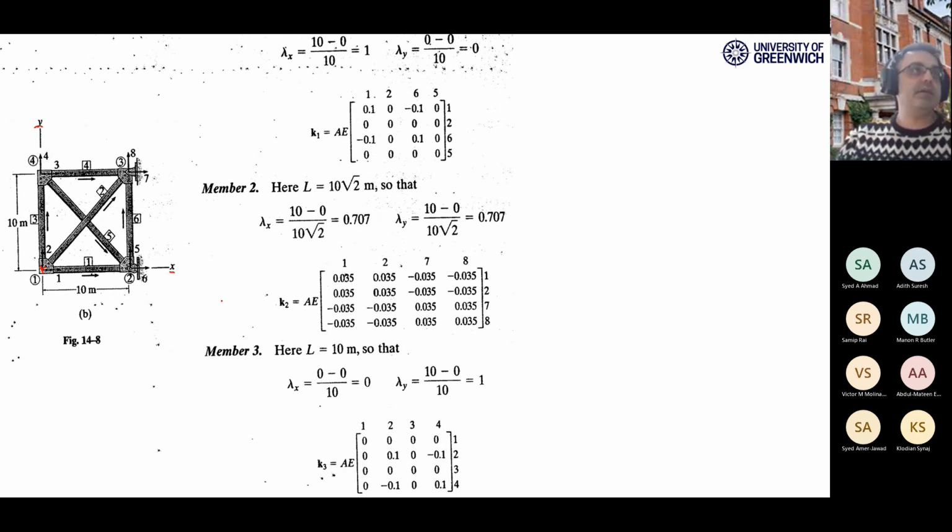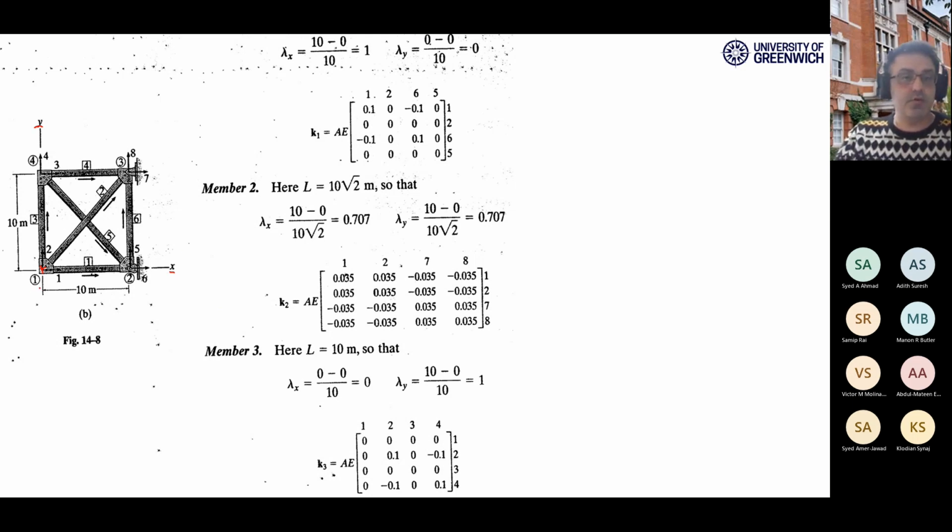So it's a very good practice if you try to change the coordination system in this example, or even in the previous example, and try to repeat all the stages to see if you will get the same answers at the end or not. You should get the same. So after defining the coordination system, I need to number the joints.